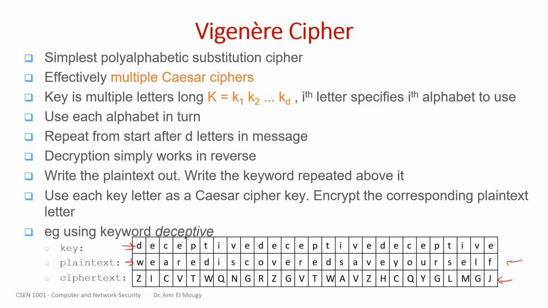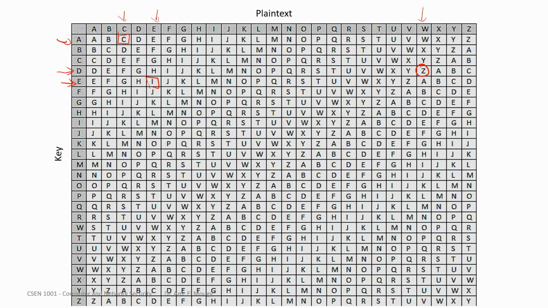And so if you want to decrypt Z with the key D, you go to the row marked D, and you find where Z occurs. So Z occurs here. You go to the head of the column and you find that this is the letter W, so the plaintext is W.